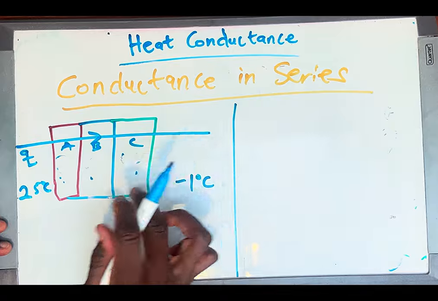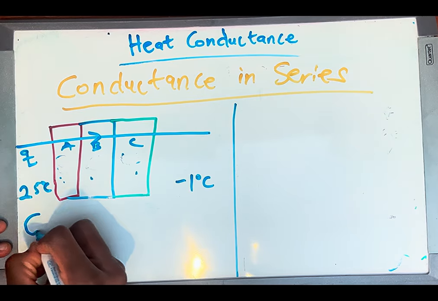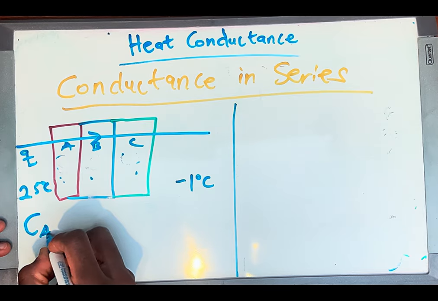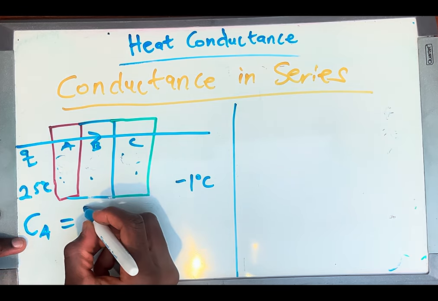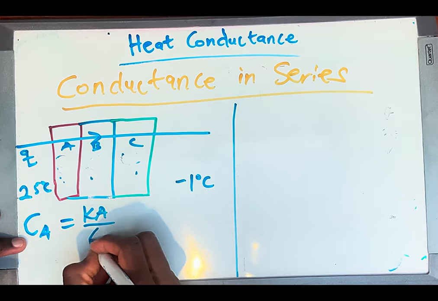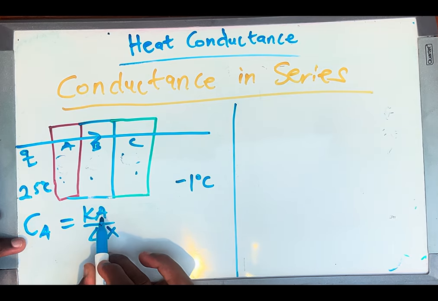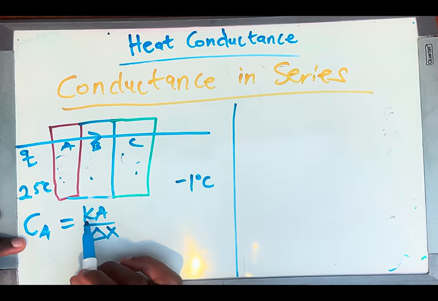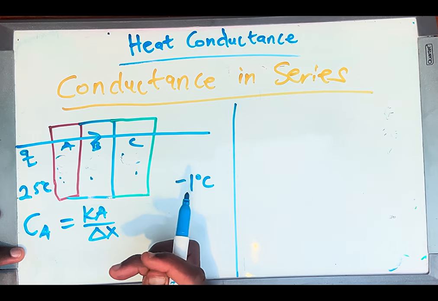There are different materials. Material A is different from B, and then it is different from C. So each of the materials will have their separate conductance. The conductance of A is given as K A over delta X, where A is the cross-sectional area of the material, K is the thermal conductivity, and delta X is the thickness of the material, right?